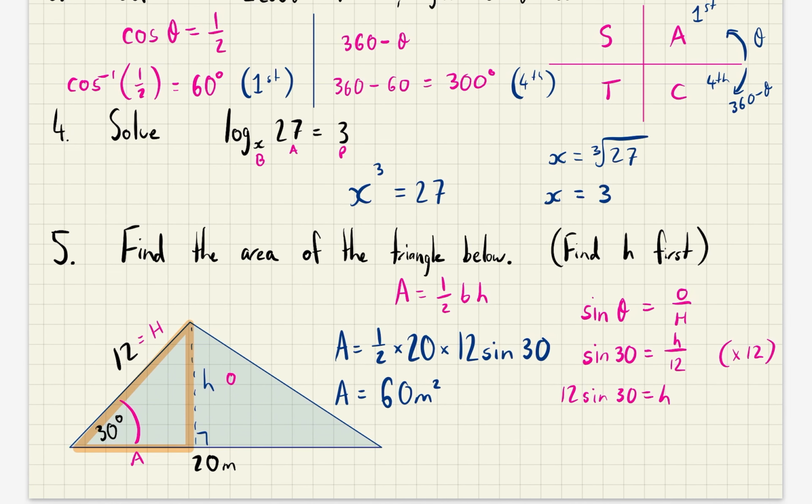Now this is a proof for what we're going to learn today, but I just wanted to show you how it works and where it comes from, because we're going to look at the area rule for non-right angled triangles.